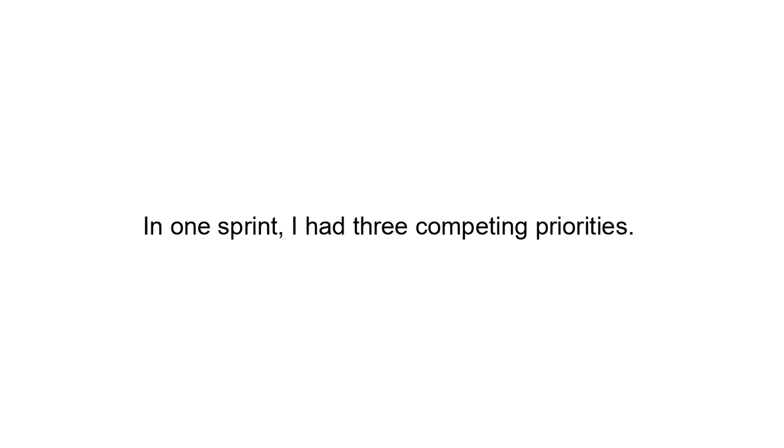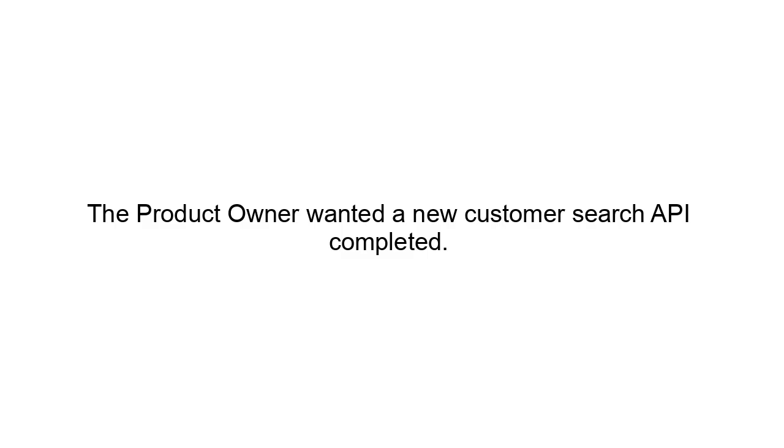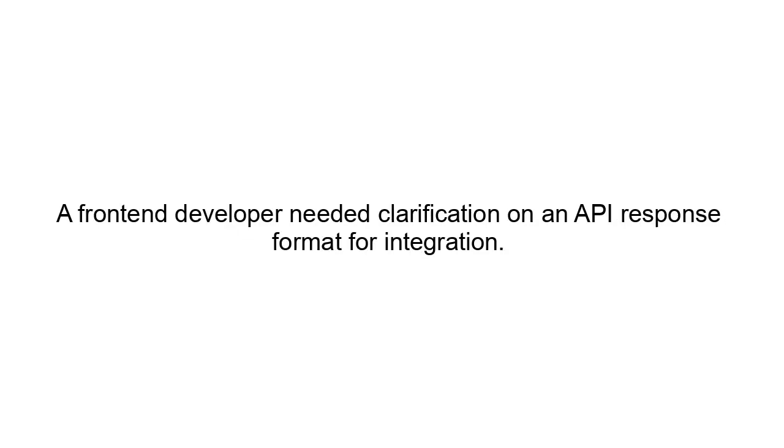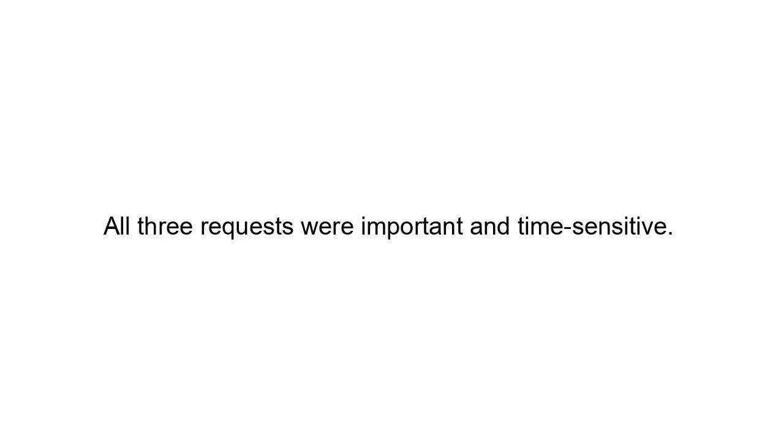Example 2: Multiple stakeholder requests in the same sprint. Situation: In one sprint, I had 3 competing priorities. The product owner wanted a new customer search API completed. QA needed support with test data for another feature. A front-end developer needed clarification on an API response format for integration. All 3 requests were important and time-sensitive.